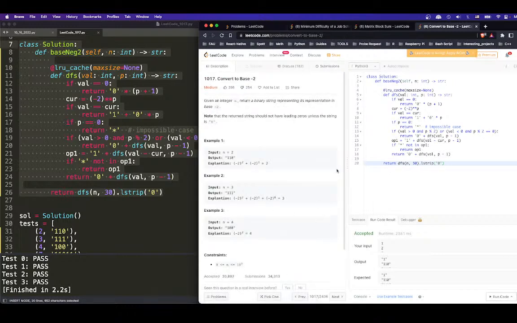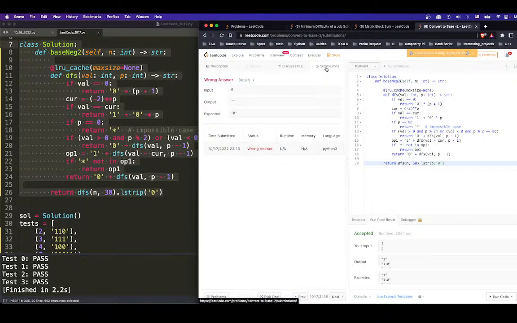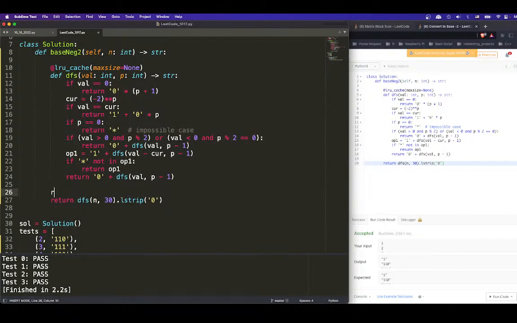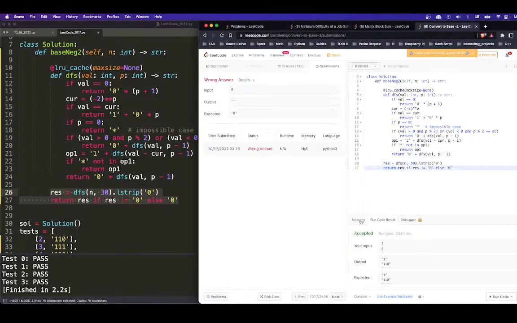It's 0? Oh shoot, I didn't see 0. Wait. Oh, should do this. Oh man. This, then res if this is not equal to this, else this. Yeah, that was an oversight. But still, these just took so long.